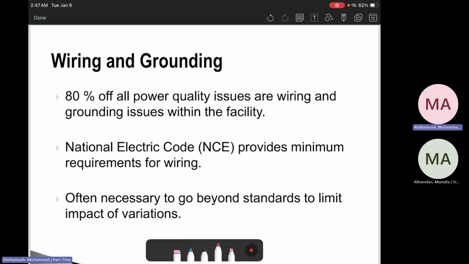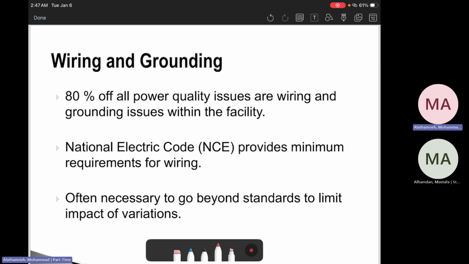If one customer makes a complaint, the first thing you need to keep in mind is whether there is a problem inside the customer facility or not. Now, about the standards, we mentioned the NEC, the National Electric Code, which has minimum requirements. Even in Jordan, we are following IEC standards. In other countries, like the United States, they follow something related to IEC and NEC. But in Jordan, we are following IEC standards.